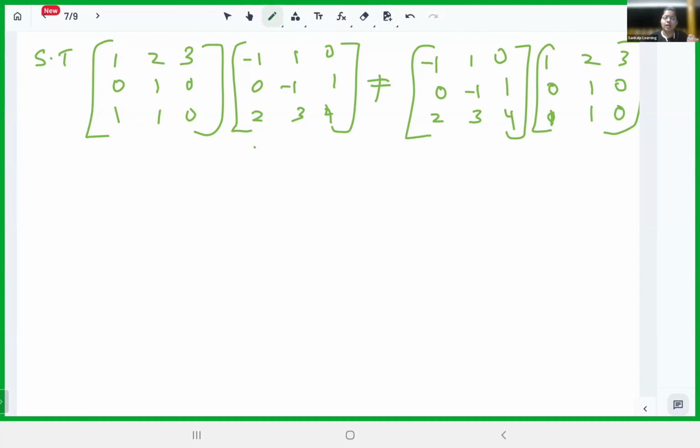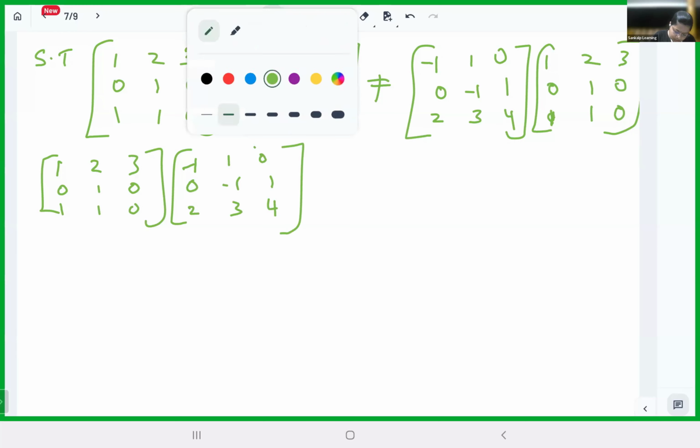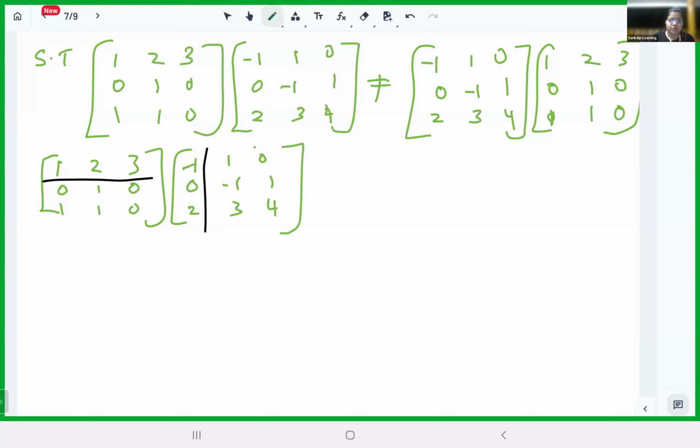Okay, so first we have to find out the resultant matrix when you multiply these two matrices in the left side, right? So first of all, consider the left part of the question, that is matrix 1, 2, 3, 0, 1, 0, 1, 1, 0 into matrix minus 1, 1, 0, 0 minus 1, 1, 2, 3, 4. Okay. So how will you multiply? You have to first consider this row. Okay. This row into this column. Okay. That is first row into first column will give you the first element. So I'm going to multiply these matrices.